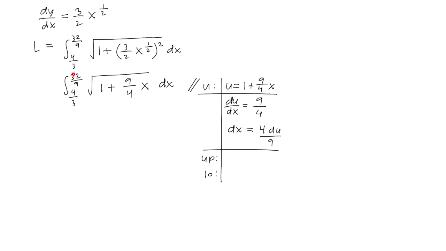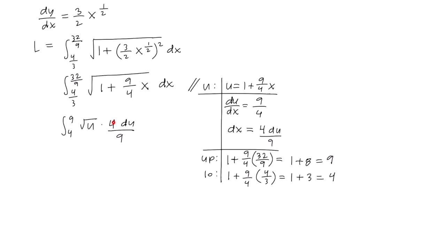Next, we're going to convert our limits. So we're going to take this upper limit, and we're going to plug it in for x. At this point, we can reduce these fractions, and we just get 9. Next, we take 4/3, and we plug it in for x. So we have 1 plus 9/4 times 4/3, and we get 4. So now we're going to plug everything in up here.